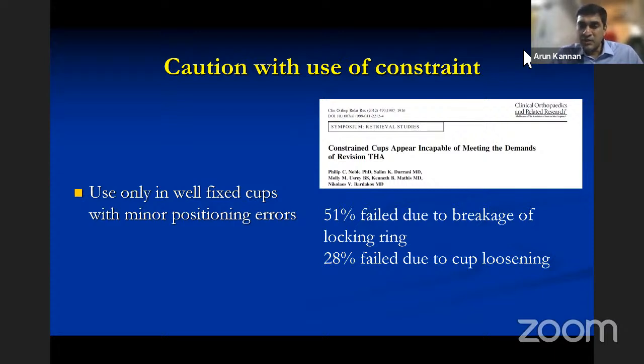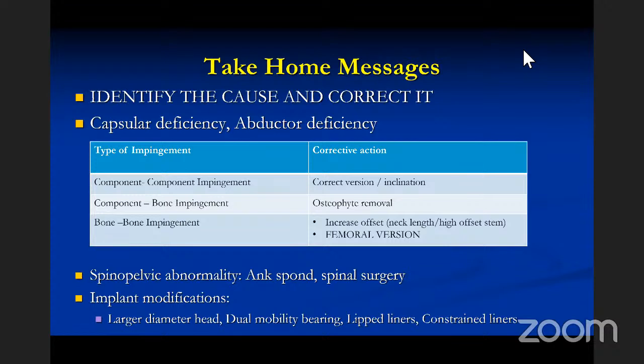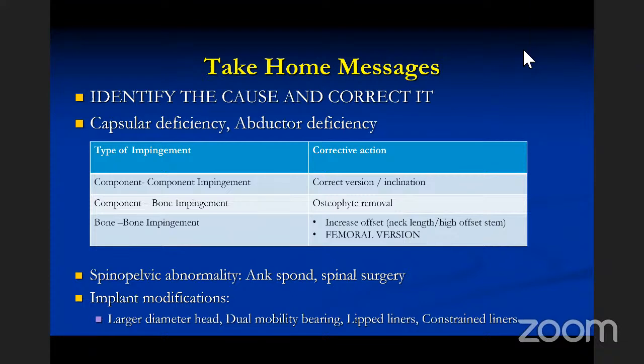Because by the time the cup would have integrated, you're less worried about using a constraint liner. It's the last option. The failure rate of constraint liners is very high compared to dual mobility. That you have to keep in mind. Yeah, within 5 years, they're gone.